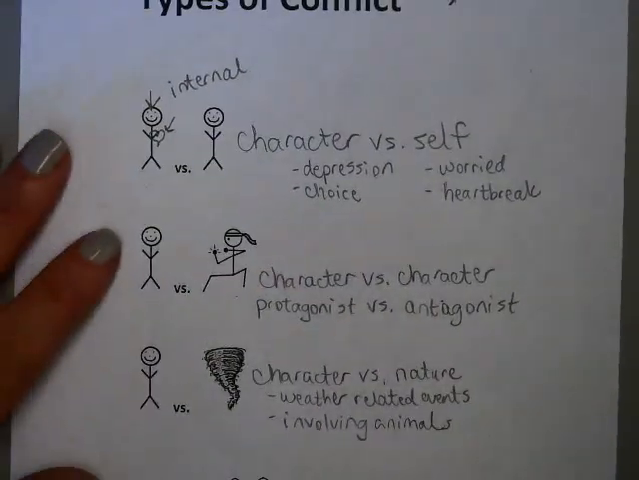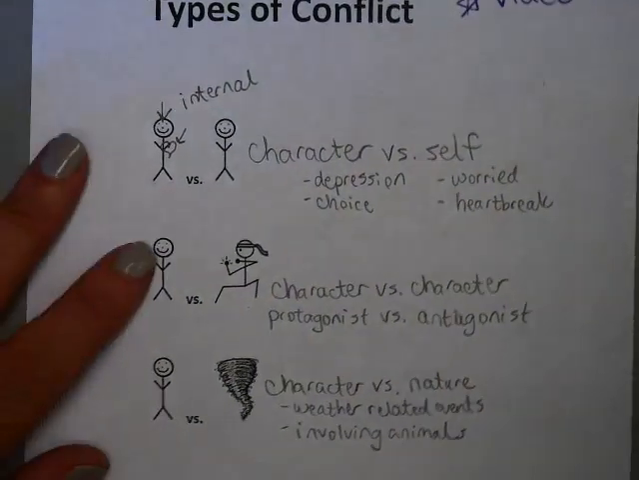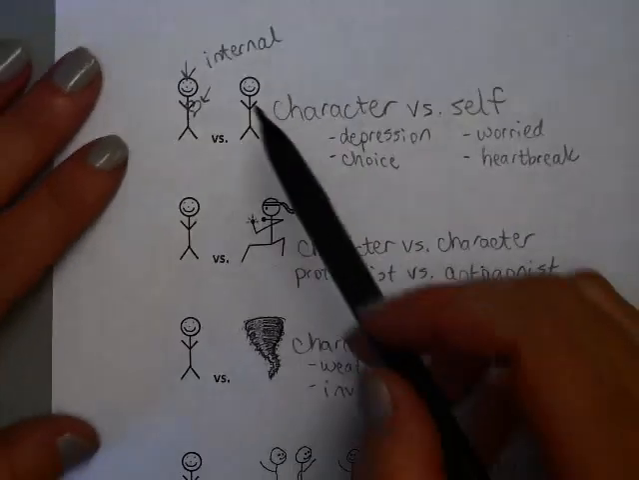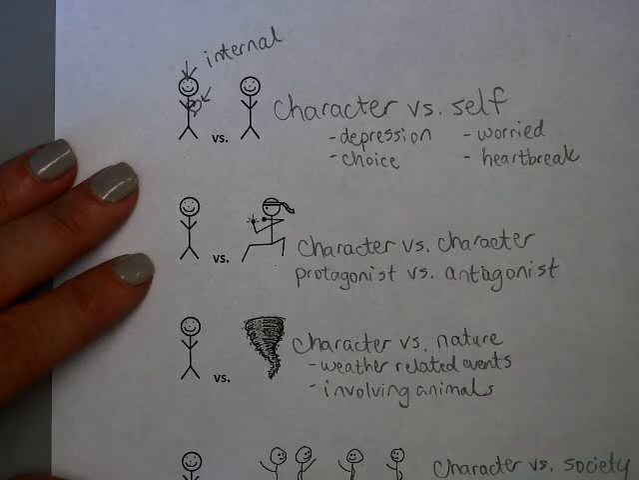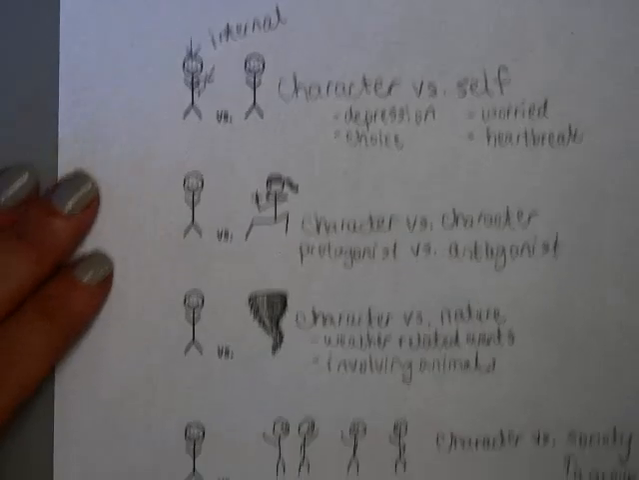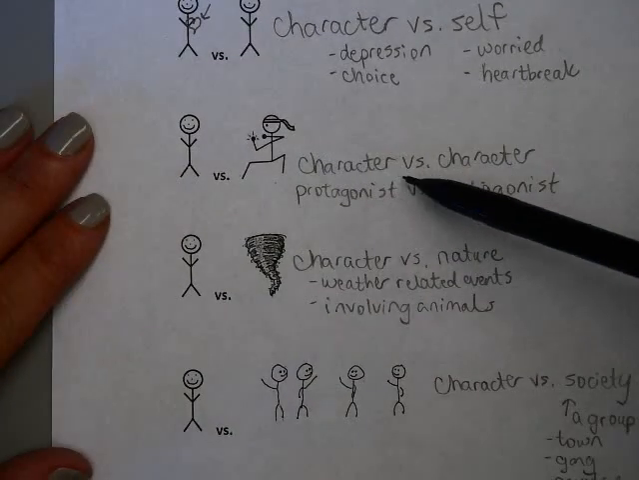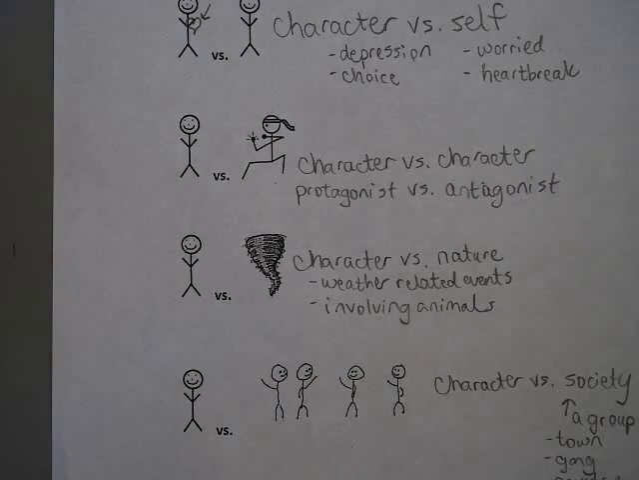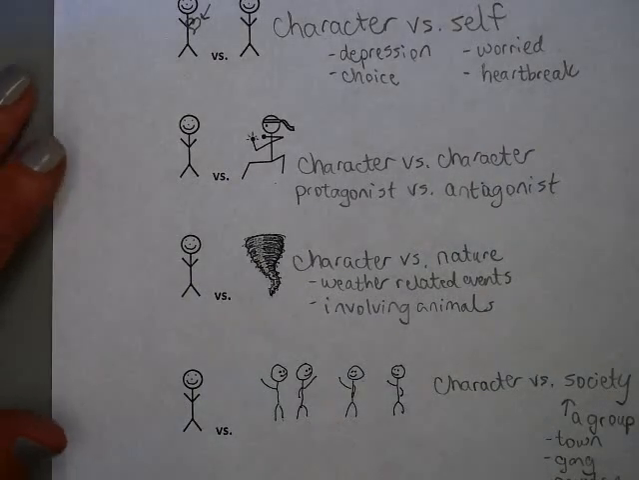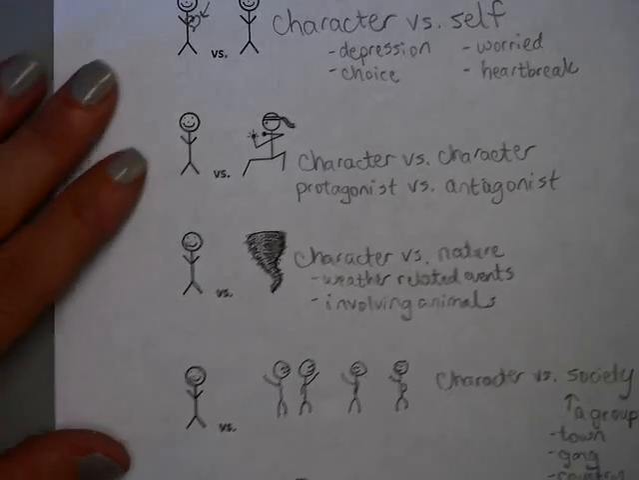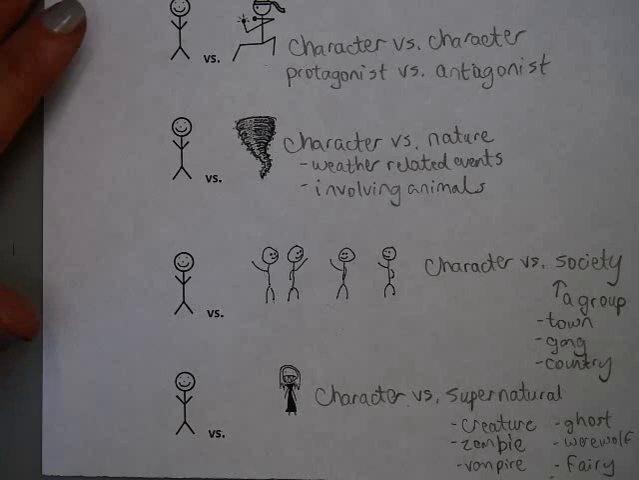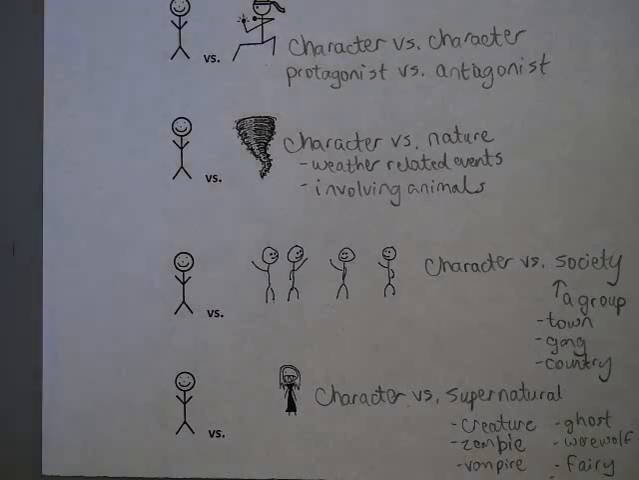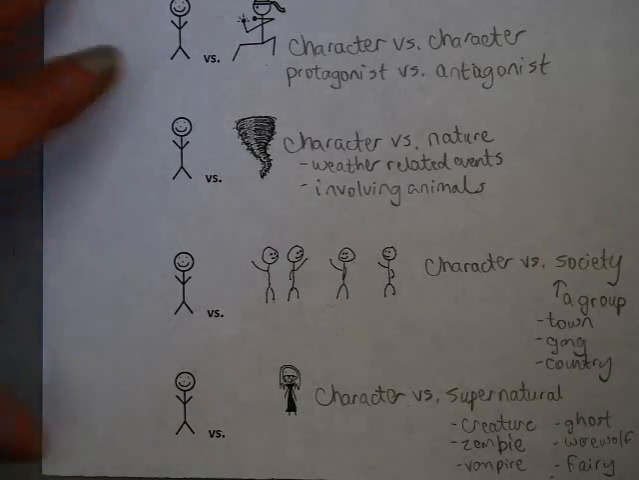Okay, so just to go back very quickly in review, so we have 5 main types of conflict that could occur in stories. We have the internal conflict, which is going to be character versus self, where they struggle with something inside of their head or their heart. And we have character versus character, where one guy is kind of against the other. And I say guy, it could be a girl. Protagonist versus antagonist is really what that one's all about. We have character versus nature, so this is anything related to the weather, anything involving animals, just basically anything that you could find outside that causes problems.